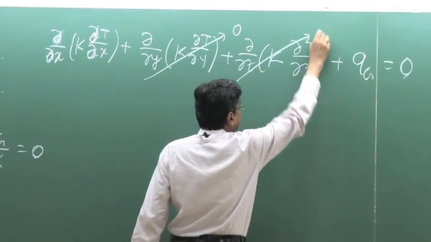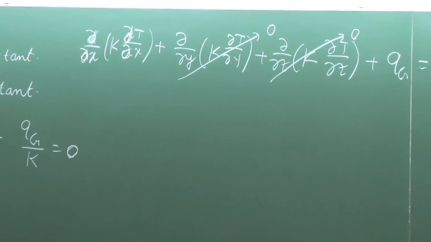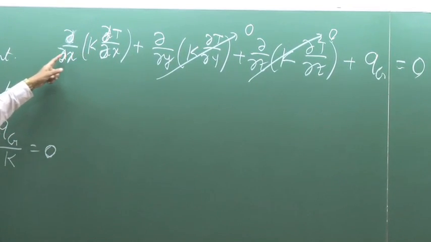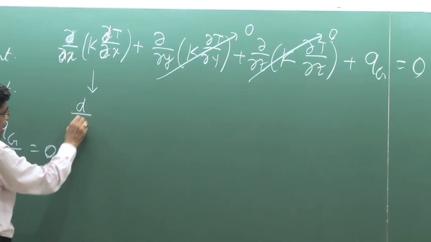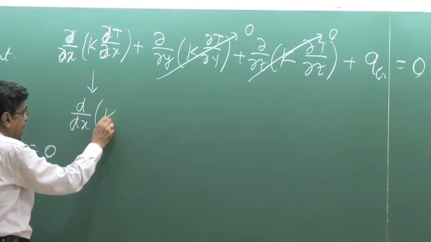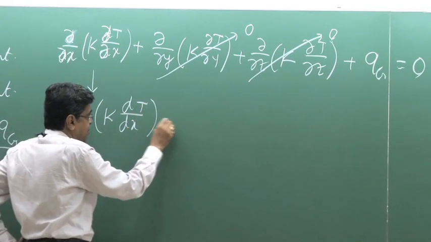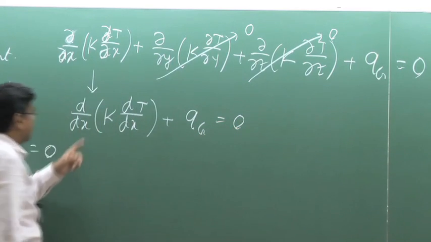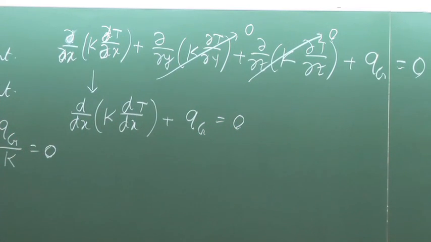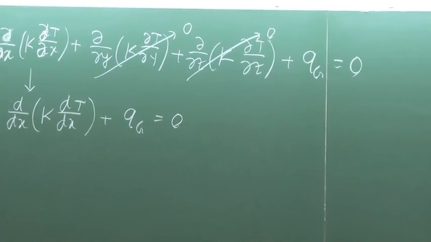There is only one term in the spatial derivatives, and for constant k the partial derivative now becomes an ordinary derivative: k d²T/dx² plus qg is 0. When thermal conductivity is constant we come to this equation. Now we have to solve this equation.